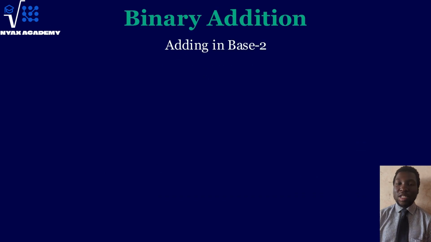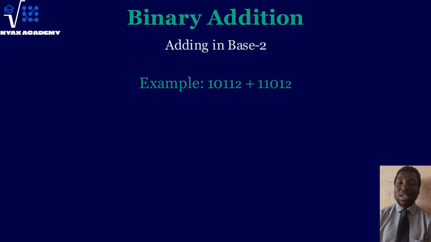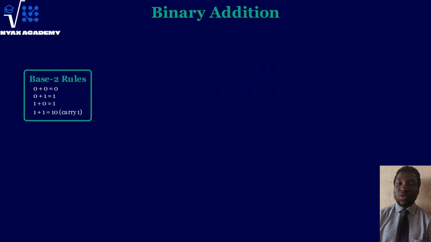Let's take a look at binary addition, adding in base 2. As we have discussed, binary can only represent two digits, 0 and 1, so there are certain rules that we follow when adding, but it's just the same as adding in decimal.